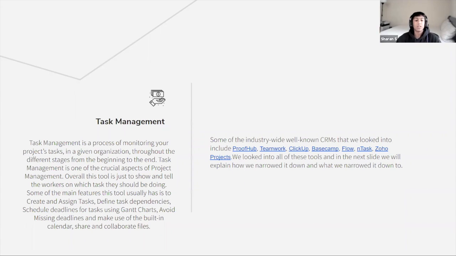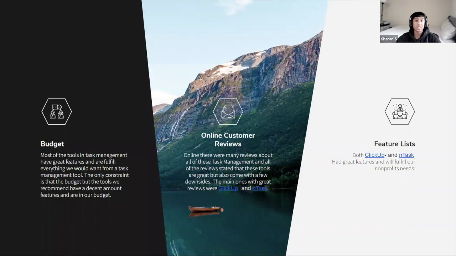Because the tool has many other features and not just task management, it makes the tool much more expensive than it actually should be. As with the first tool, we went over three categories for the two tools we narrowed down to, which were ClickUp and EndTask. In terms of budgeting, most of the tools in task management have great features and fulfill everything we want from a task management tool. The only constraint is the budget, but the tools we recommend have a decent amount of features and are inside of our budget. Next, we have online customer reviews.